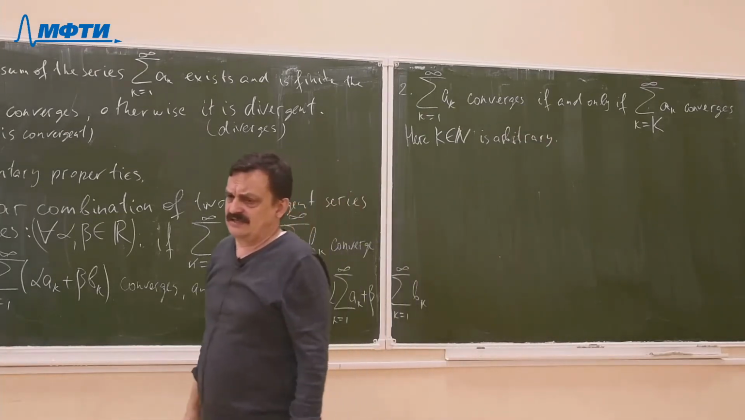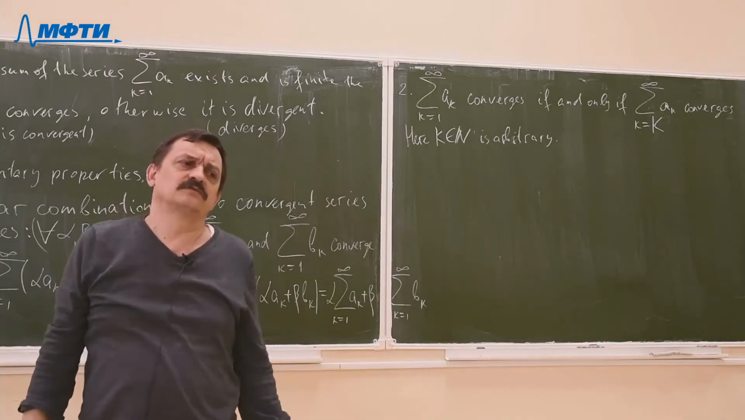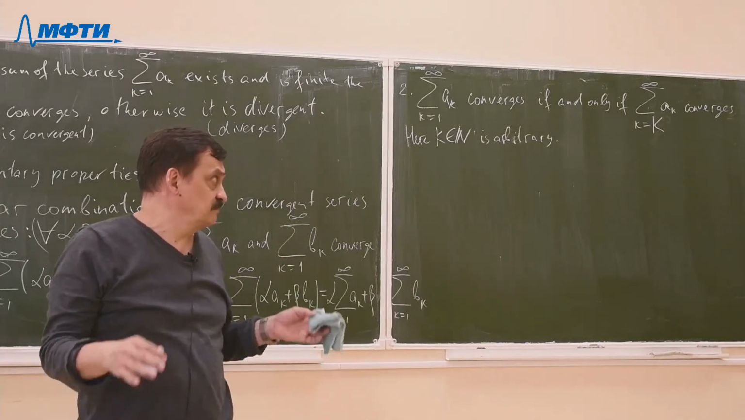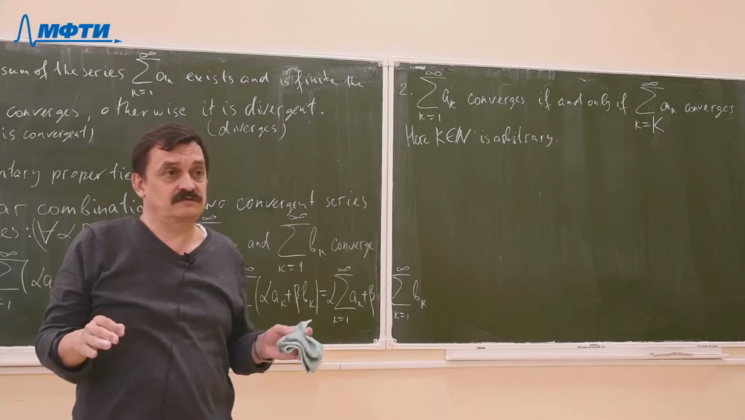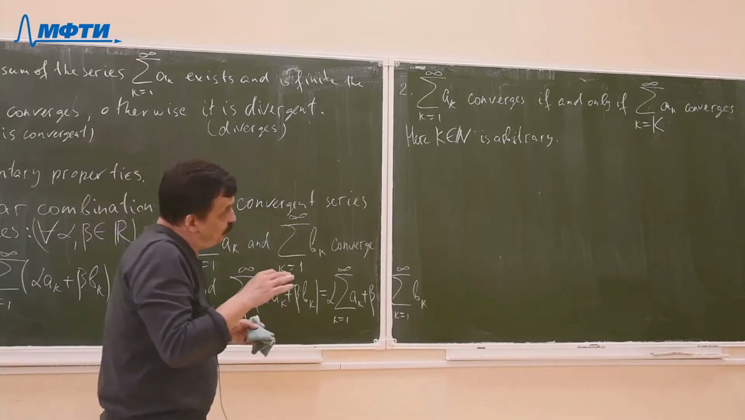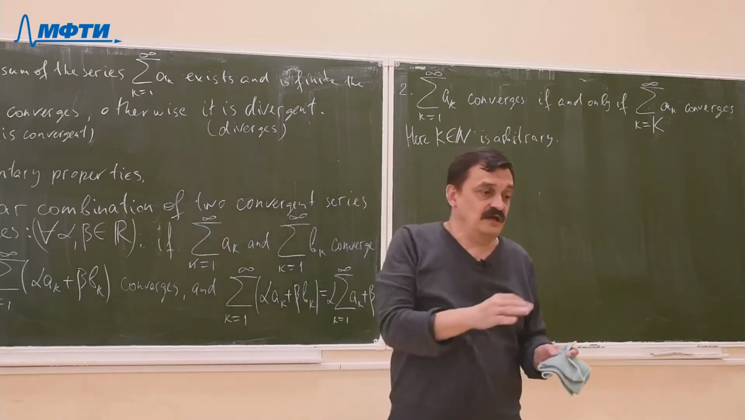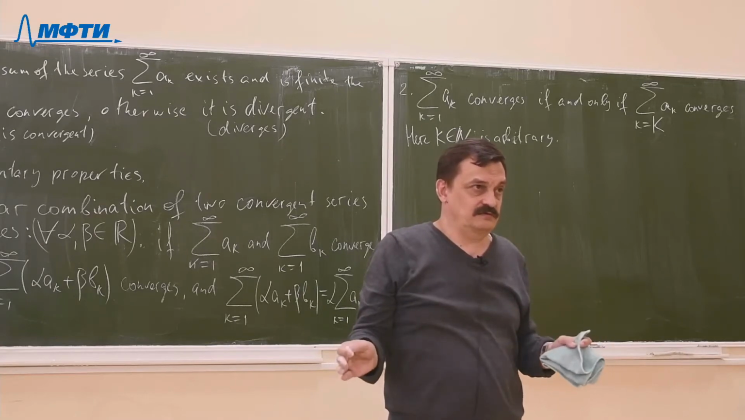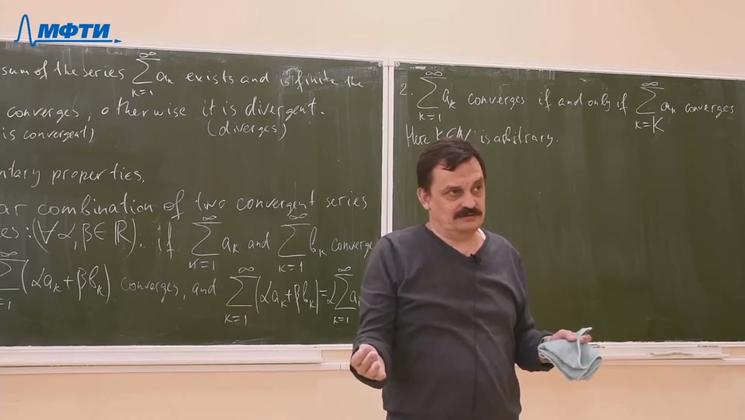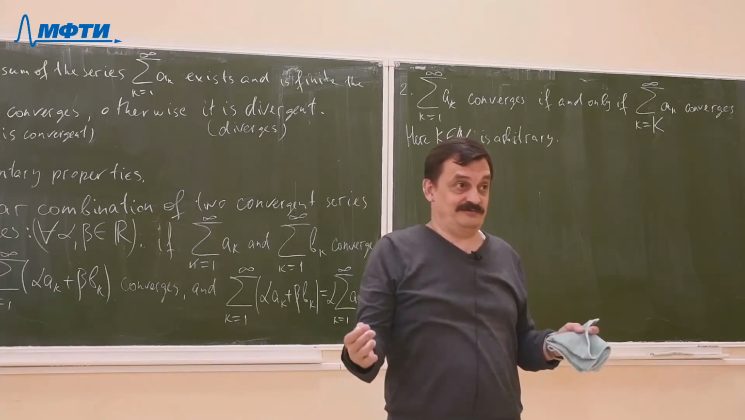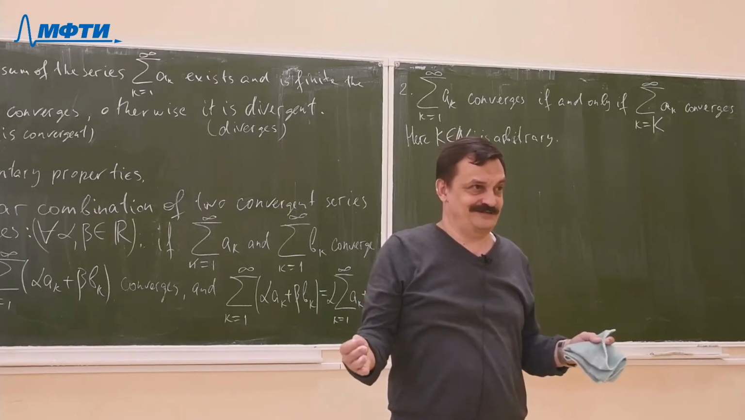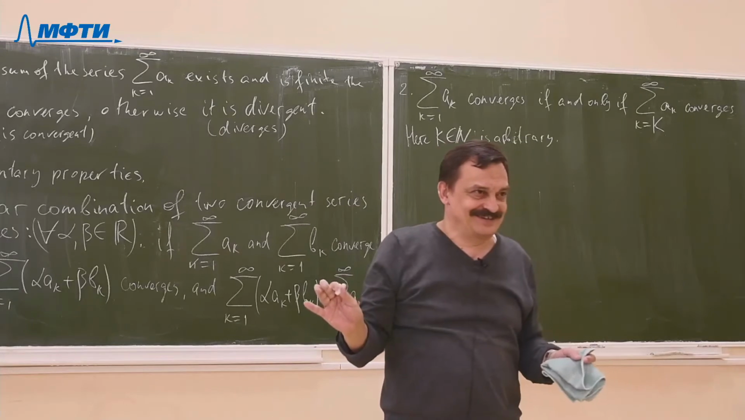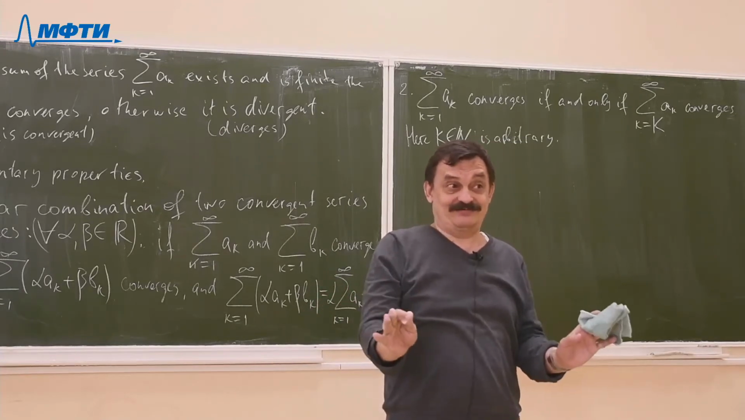So it means that you can forget about arbitrary first terms of our series. From the point of view of convergence, any finite number of terms is not important. It seems a little bit strange, right? Arbitrary finite number of terms is not important for us. Billions, trillions, doesn't matter. But once you fix this finite number, we don't care.